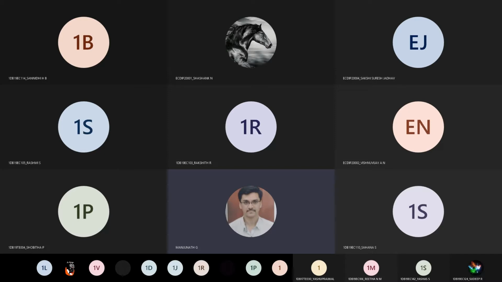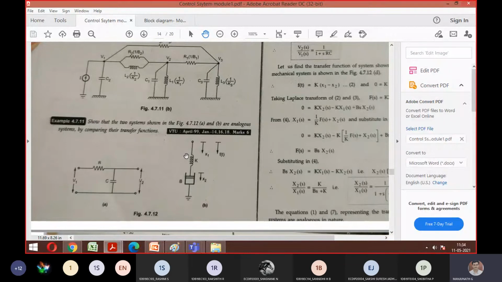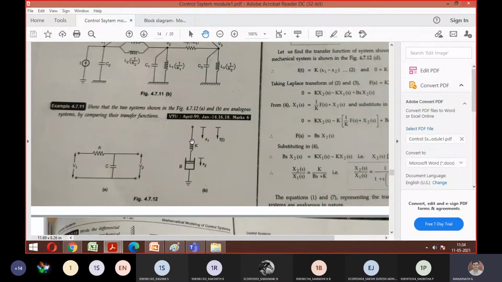Is it visible, guys? PDF? Yes, sir. Okay. Look at here. Nothing new. What you learned in module number two, transfer function, the same way we have to analyze. There we did only for this circuit, right? Electrical circuit. So in module number one, the last topic left out for 6 to 8 marks was this.